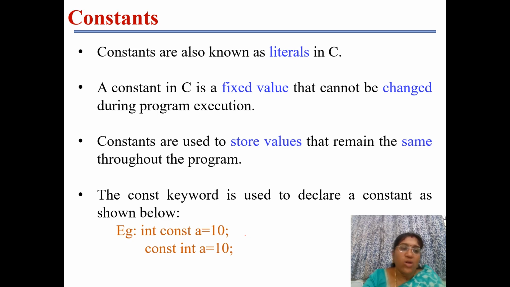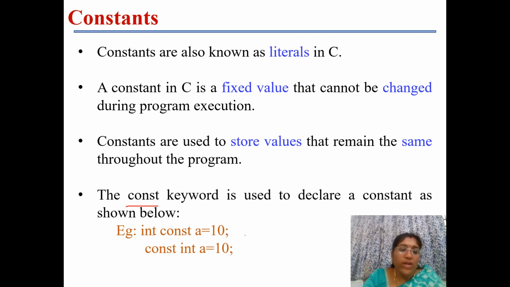Constants are also known as literals in C. Literals are data used for representing fixed values. A constant in C is a fixed value that cannot be changed during execution of the program. Constants are used to store values that remain the same throughout the program. The const keyword, C-O-N-S-T, is used to declare a constant.